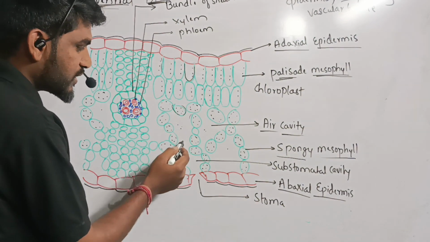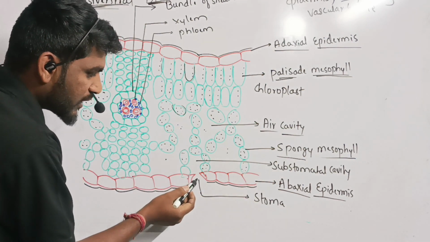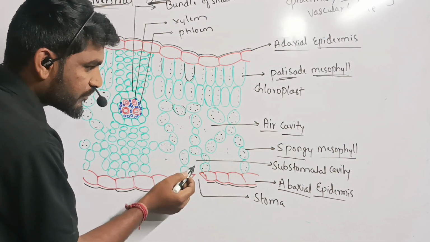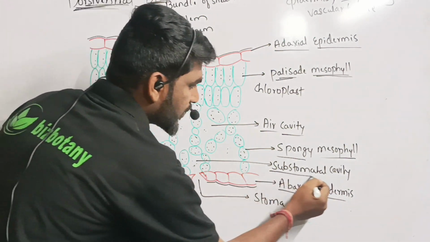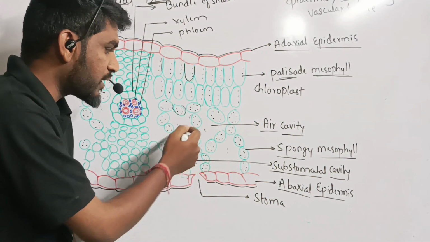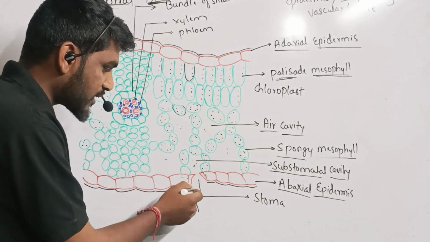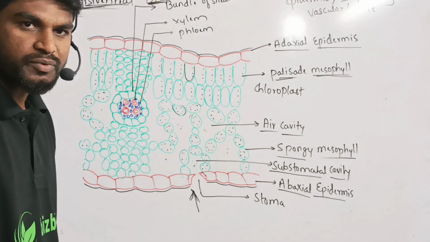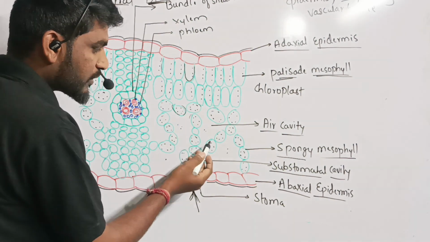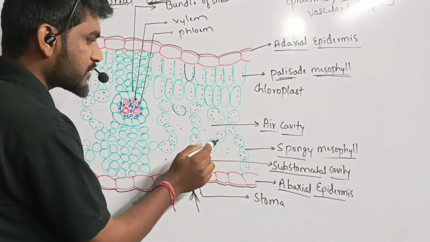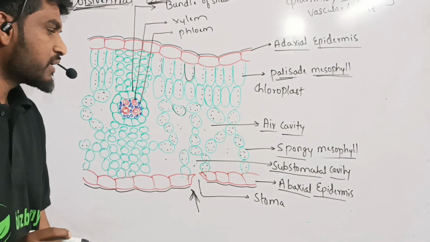Due to the presence of spaces here, an air cavity is formed. Exactly below the stomata we have some space. This region we call the substomatal cavity. These spongy mesophyll cells help in the exchange of gases required for the photosynthesis process, the exchange of carbon dioxide and oxygen. These air cavities are helpful for the exchange of gases, and photosynthesis also happens in the spongy mesophyll and palisade mesophyll cells.